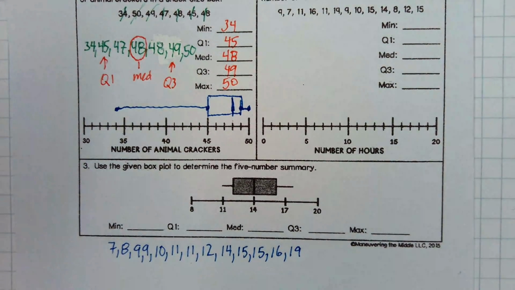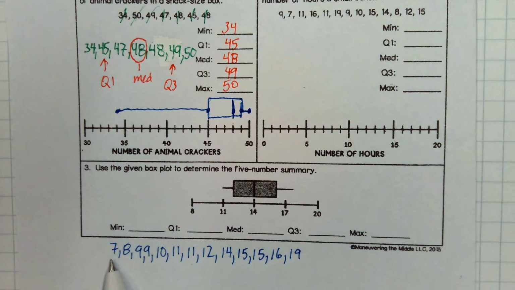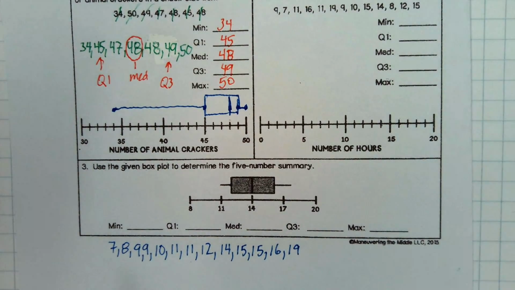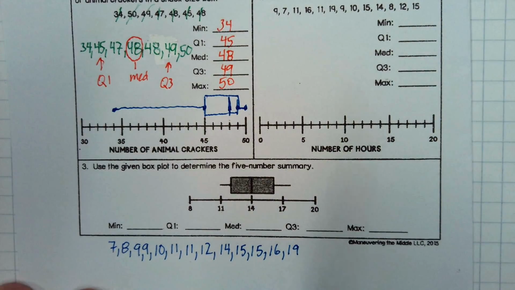Okay. So this is how many hours some random candles burned. So they burned anywhere from 7 hours up to 19 hours. Okay, and everything in between. So there's 13 numbers here. Hopefully we have the same number here.